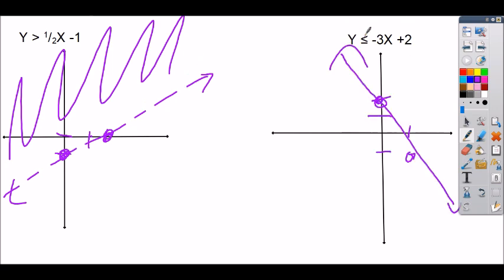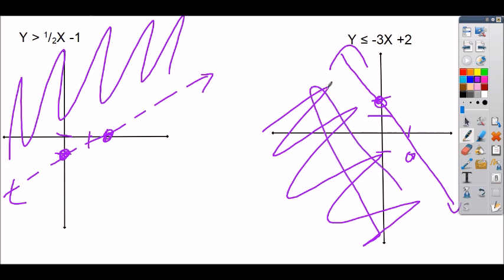So I drew my line, and because it's or equal to, I don't erase it. We refer to this as a solid line. So this was dashed, this is solid. Next I'm going to shade. It says y is less than. So less than means below. So I just shade everything below the line.